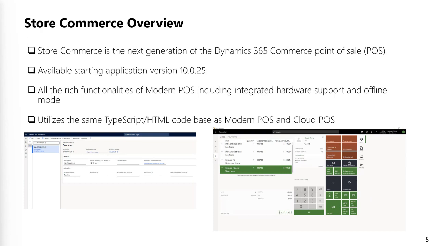The last point I want to highlight is that the app is the same code base we have on the modern point of sale, the existing TypeScript and HTML. But the overall shell or framework has been modified to support the new technologies. I will cover this in detail in the upcoming slides. The underlying code base remains the same, so the functionality and the code will be the same, but as I said, the technology is upgraded.